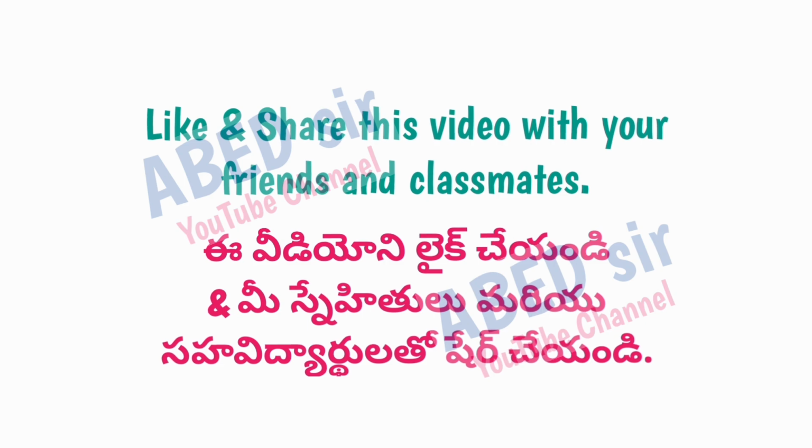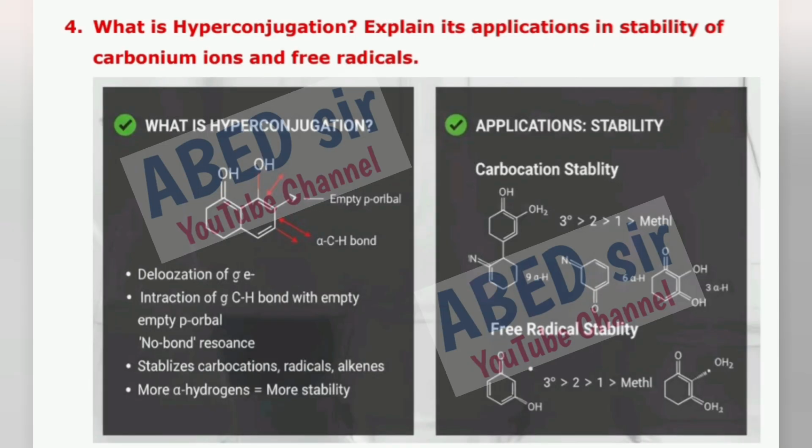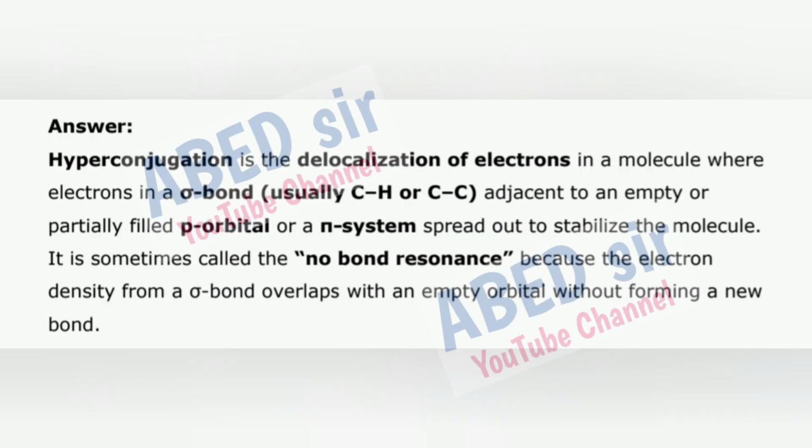Next important long question is: 4. What is hyperconjugation? Explain its applications in stability of carbonium ions and free radicals. Answer: Hyperconjugation is the delocalization of electrons in a molecule where electrons in a sigma bond, usually C-H or C-C, adjacent to an empty or partially filled p orbital or a pi system, spread out to stabilize the molecule. It is sometimes called no-bond resonance because the electron density from a sigma bond overlaps with an empty orbital without forming a new bond.